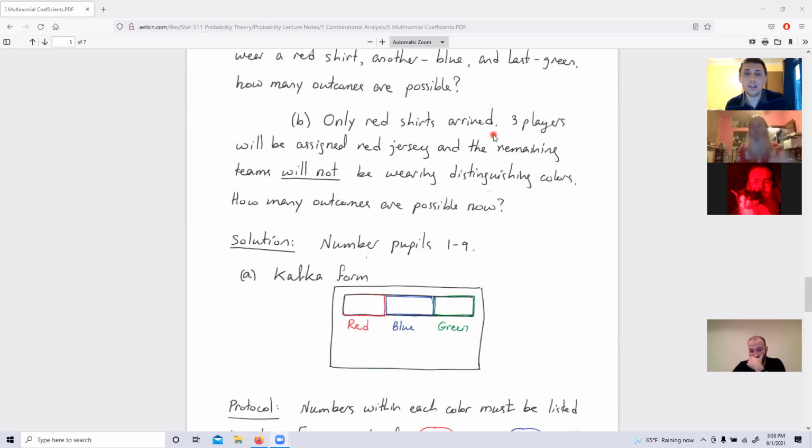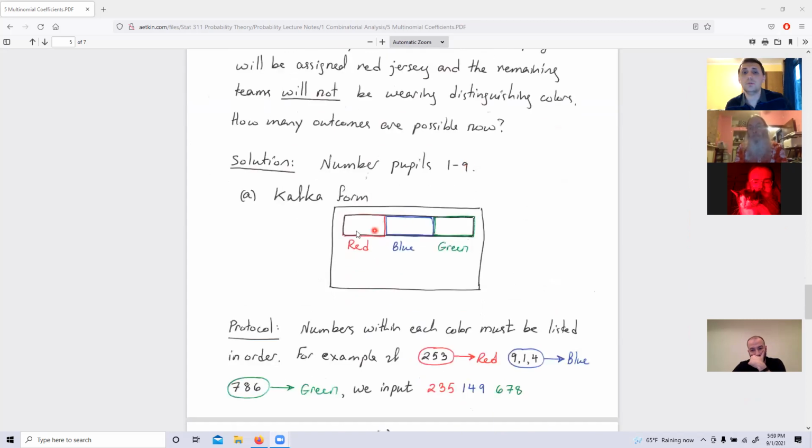So here is the Kafka protocol. Okay, guys, the Kafka protocol will write in order. Within the red box, the numbers have to be in order. So pupils are numbered 1 through 9, and the pupils assigned to the red jersey are marked in order from smallest to largest. So for instance, pupil 2, pupil 5, pupil 3 going to red means I have to write the code 2, 3, 5 in here. Yes, I have to write them in order.